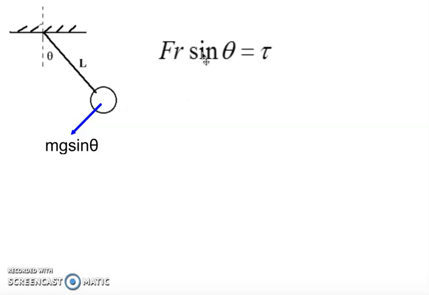So that's why we have a sine theta here. Our force would be mg, and r would be the length of our string. Now, if you recall, there are two ways to calculate torque. We can calculate torque as force times the displacement, or distance away from the pivot point, times the sine of the angle between them. Or we can use Newton's second law for rotation and say that torque is equal to I alpha.